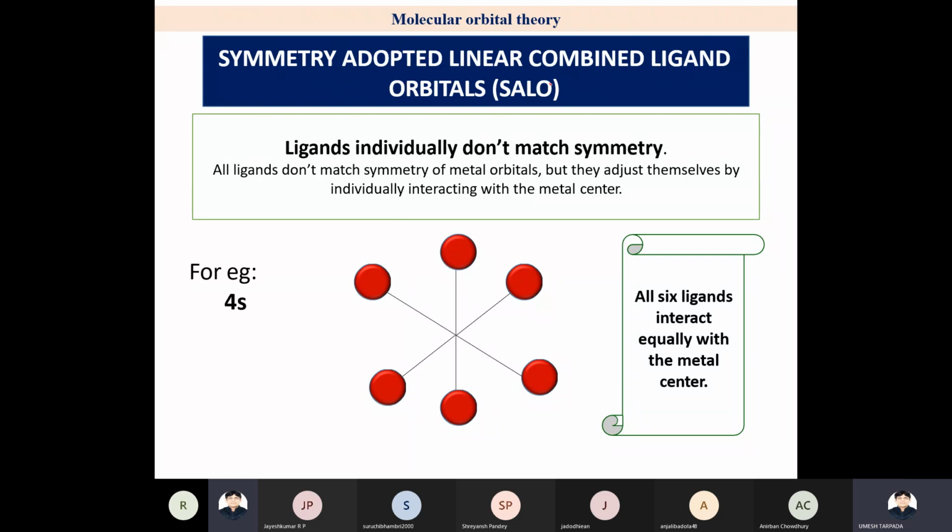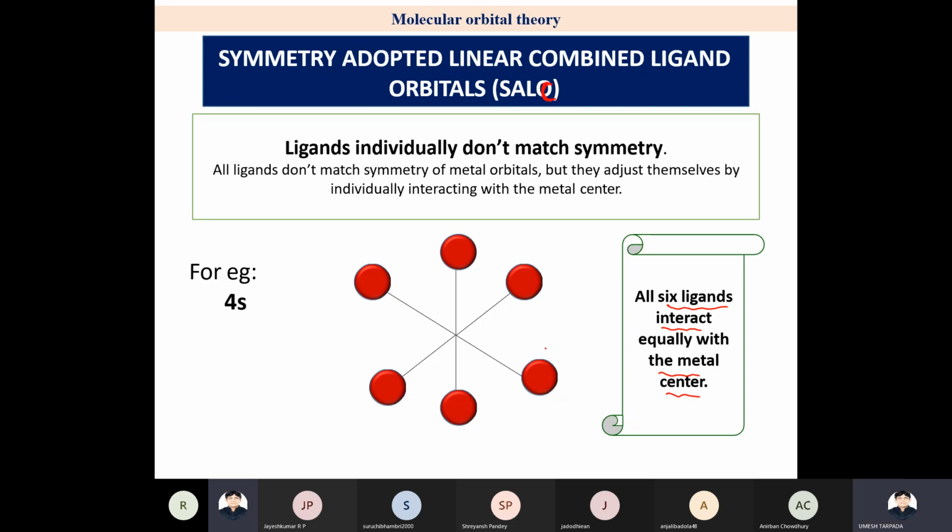So this is also called SALC, symmetry adapted linear combination. According to this, ligands individually don't match the symmetry, so you require a ligand group. All ligands don't match the symmetry of the metal atom, but they adjust themselves by individually interacting with the metal. Ligand group orbitals are responsible for matching. So all six ligands interact equally with the metal center.